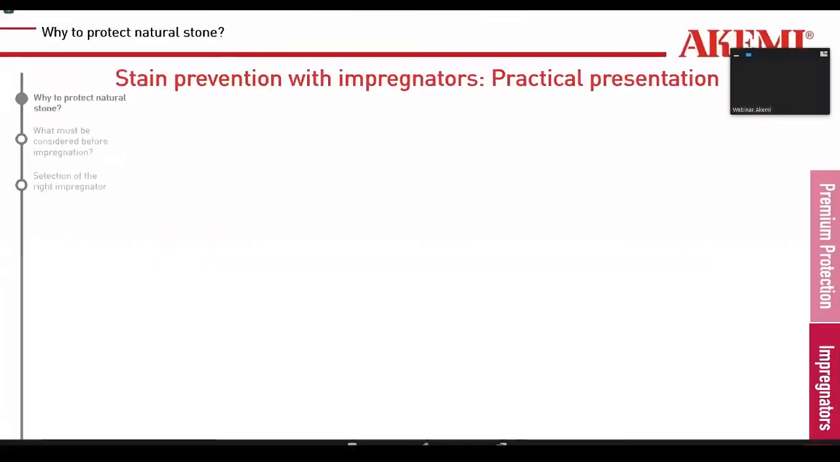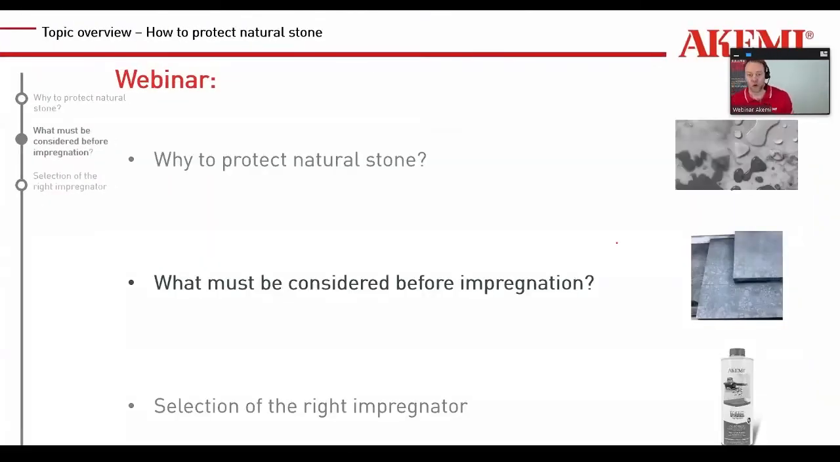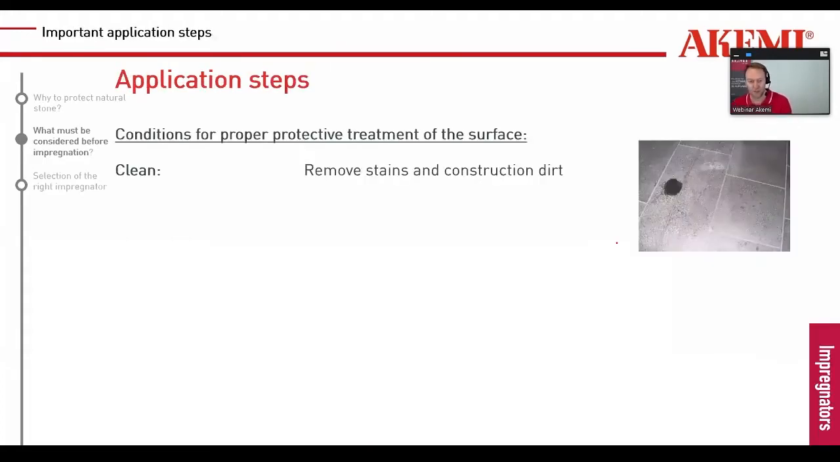So now I've shown you what is possible with a good impregnation, with a good protection of stone. Now we come to the topic, what you have to have in mind and what are a few points you have to consider before you do an impregnation. First, of course, the stone must be clean. So it makes no sense to seal a dirty stone, because you will lock the staining inside when you go with a penetrating sealer or impregnation on top of it.